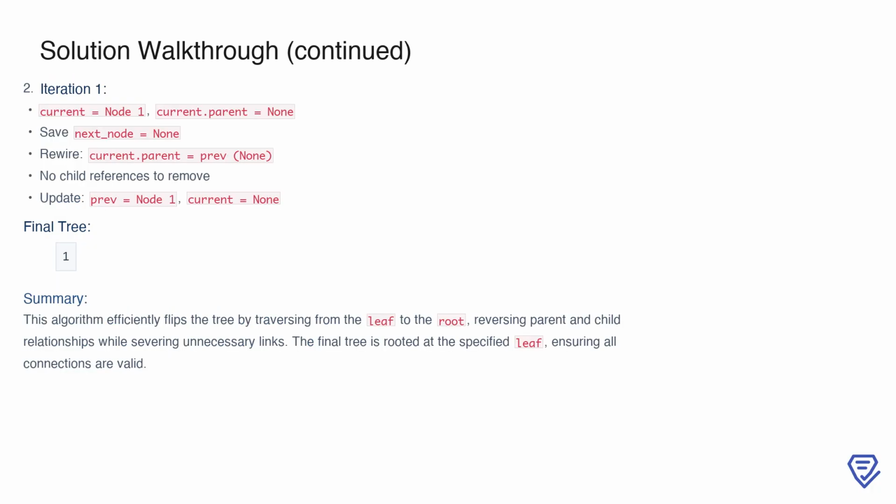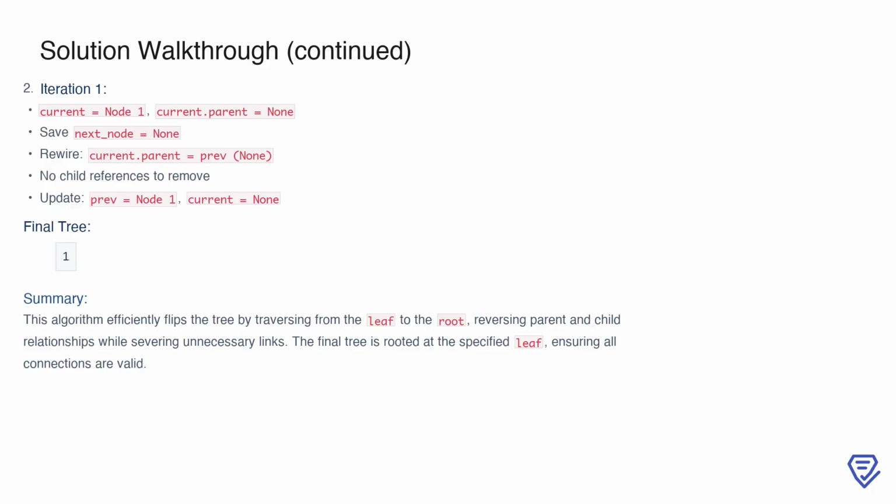Finally, we consider the simplest case, a tree with just a single node. The input tree consists of node 1, which serves as both the root and the leaf. Here, since there are no other nodes to traverse, current starts at node 1, and previous is set to None. In the first and only iteration, node 1 has no parent, so next_node is saved as None.